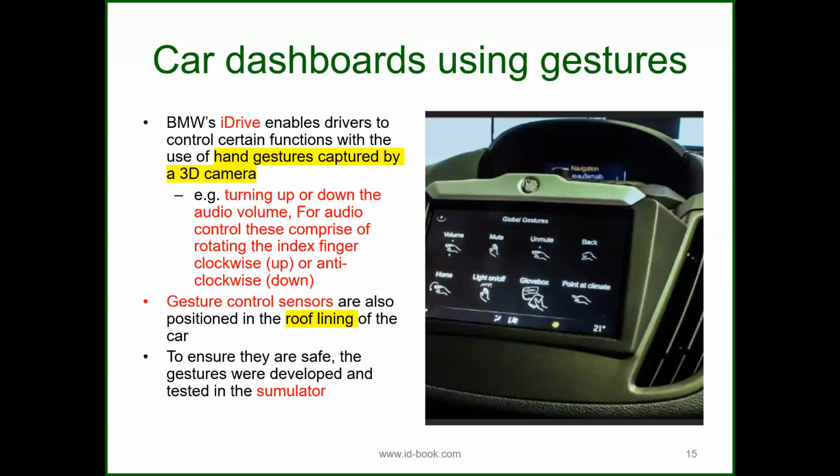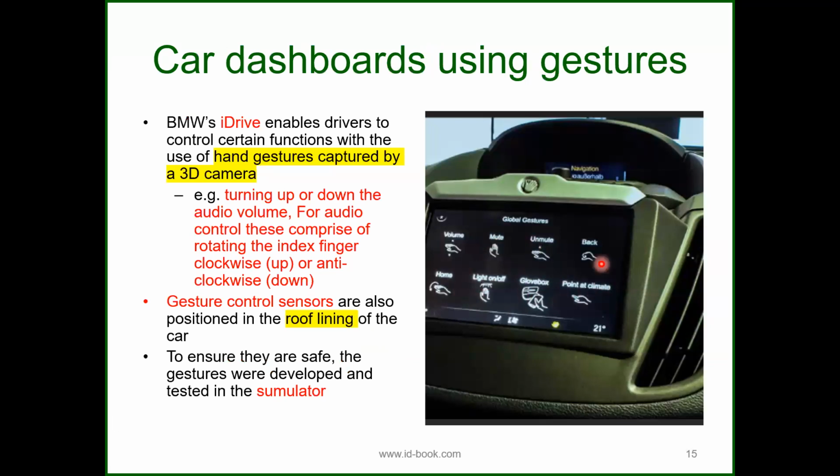The modern cars have a gesture recognition system built into their dashboards. For example, BMW iDrive enables the driver to control certain functions with the movement of the hand. If the user wants to turn down the volume, he can show the hand like this, or mute to stop, unmute, and then back.